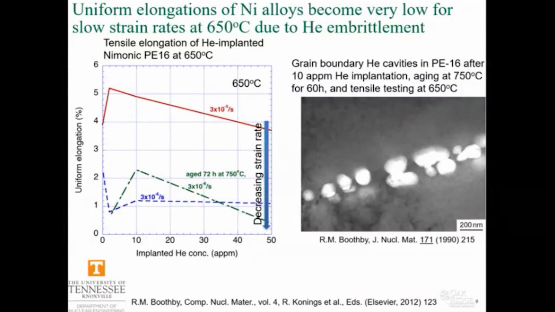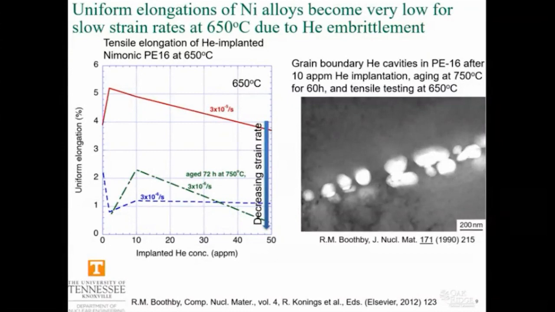And as you start decreasing the strain rate, going from 10 to the minus 5 per second down to 10 to the minus 7 per second, you see this pretty significant reduction in the tensile elongation of the material, and it doesn't have a huge dependence on helium concentration. Already at a couple of ppm, atomic parts per million helium, you're starting to see this fairly significant degradation.